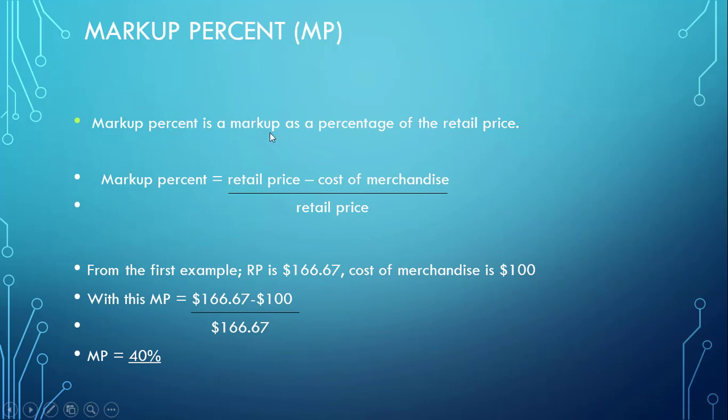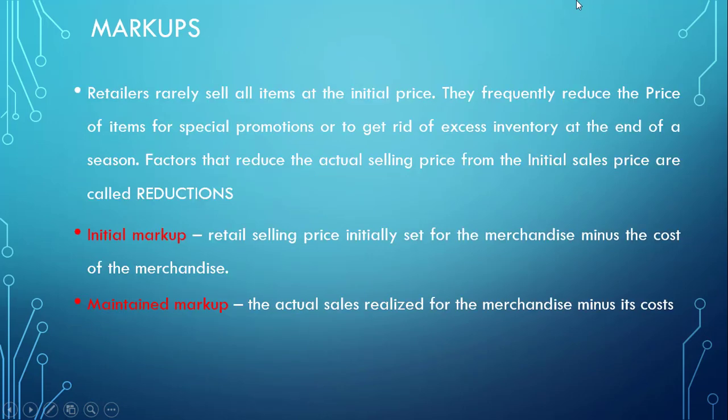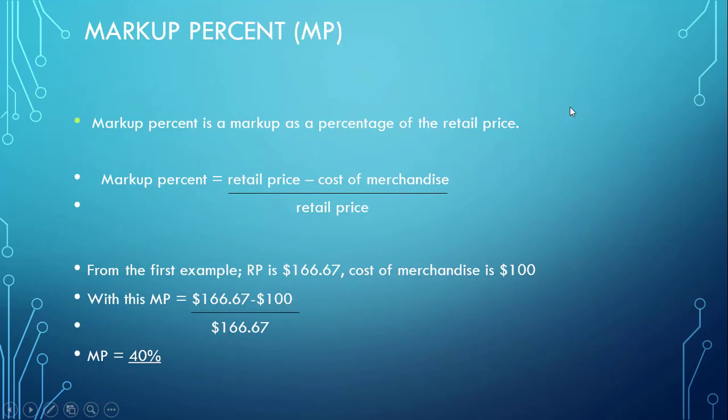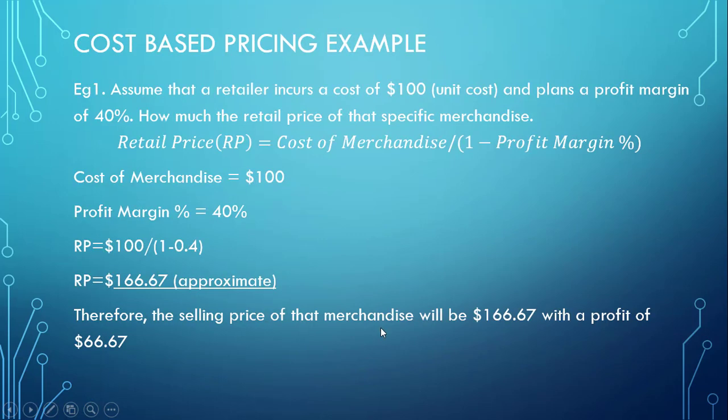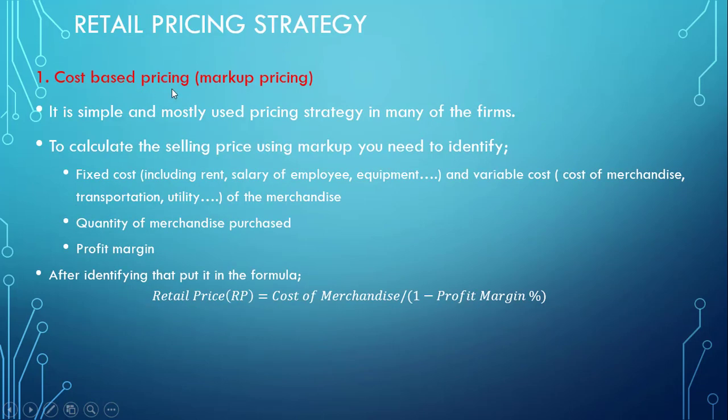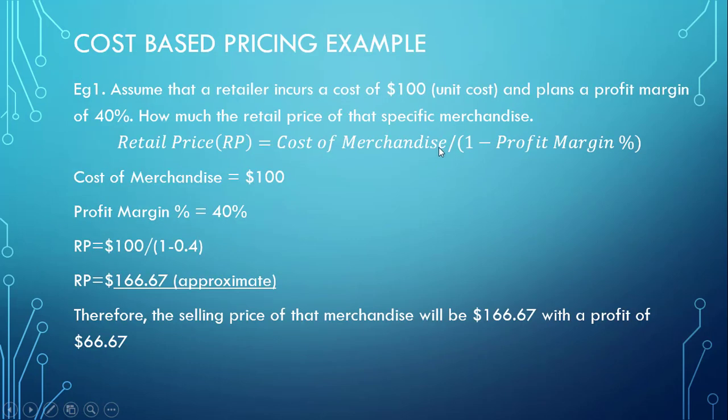Here the issue that you need to know is markup price and what markup price is. We have two types of markups: initial markups and maintained markups. I'll come to this issue, but let's discuss markup percent, because here we have discussed profit margin. Profit margin means markup. We have said cost-based pricing or markup pricing. So the profit margin is known as the markup. The other name for profit margin is markup.